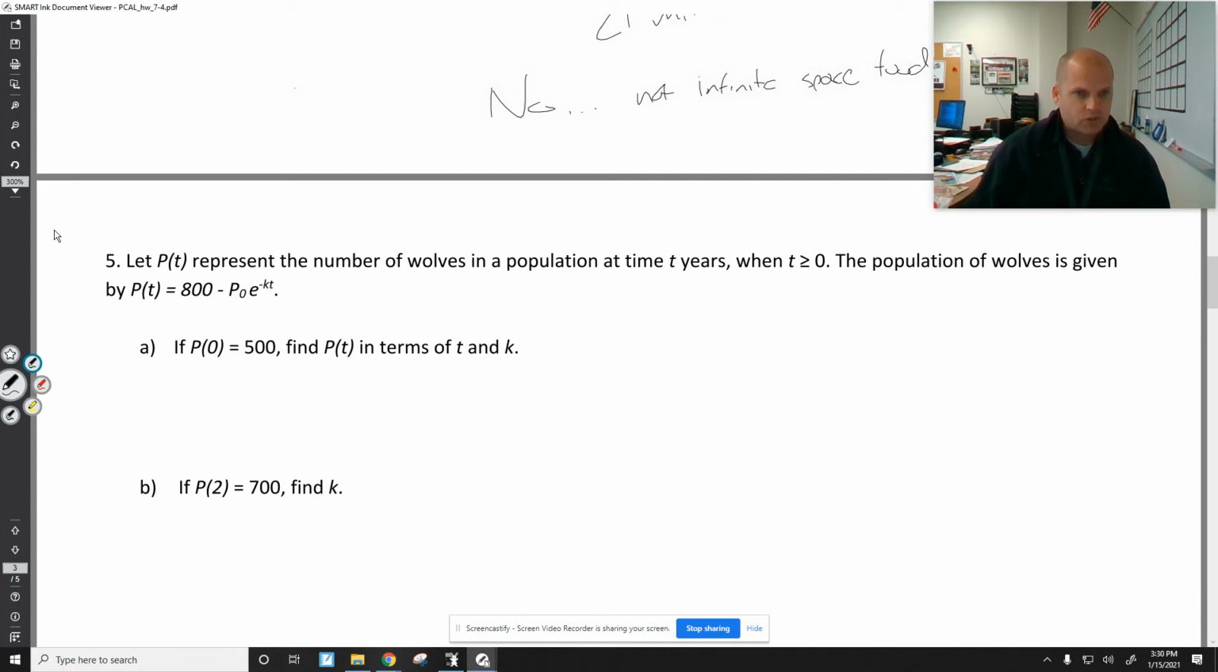We got wolves. We got this formula. P of 0 is 500. Find P of t in terms of t and k. Okay, it just says plug in 500. It appears that the wolf population is shrinking as it's 800 minus this. But I don't know. This is funky with the negative k. We'll figure it out. No, I think it's definitely shrinking, but maybe it's shrinking at a decreasing rate. So it's shrinking, but quicker than slower. So the wolves won't die out. So we got 500 e to the negative k t. All right, great.